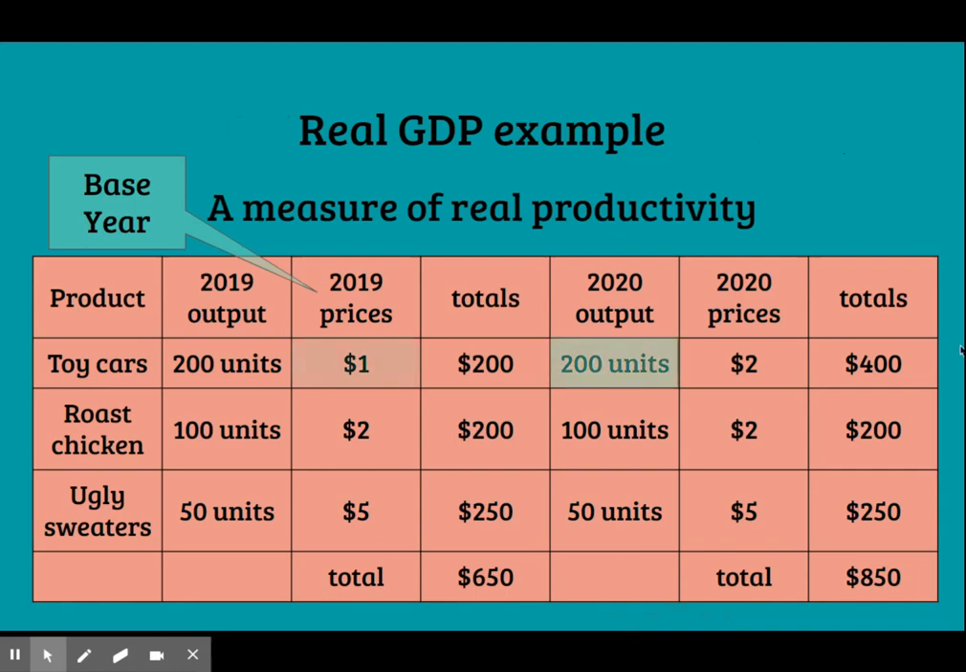So we'll take the 200 units produced in 2020 and we'll multiply those units by the prices from the base year, in this case 2019. So let's go ahead and change the 2020 prices to the base year prices. And now let's multiply the units of output from 2020 by the prices of goods from 2019. When we add up the values, we get a real GDP of 650. So there's been no change from 2019. We weren't more productive in 2020, we just experienced inflation.